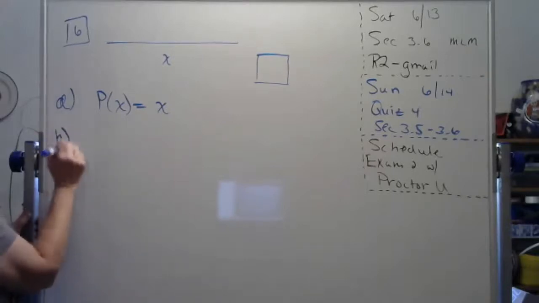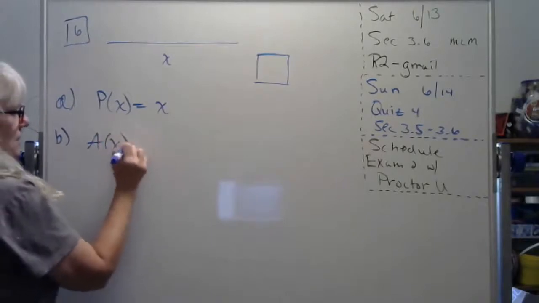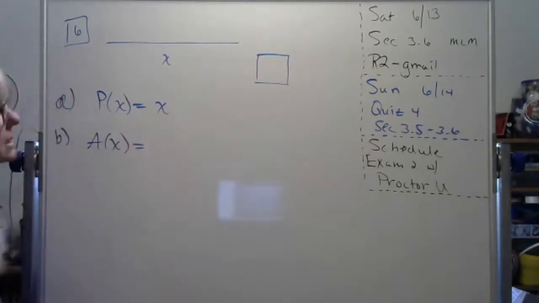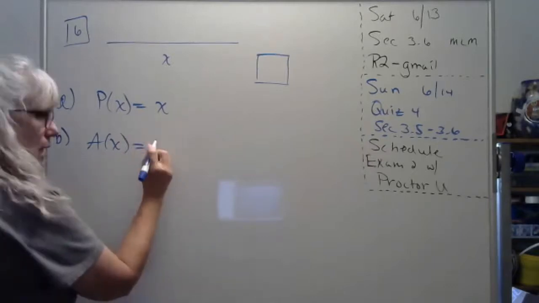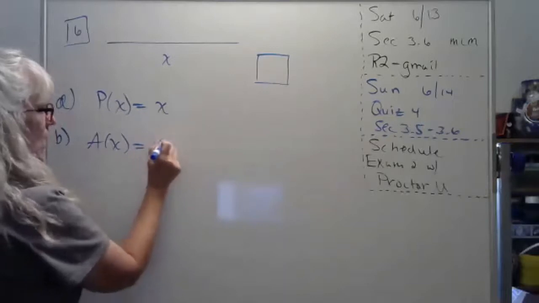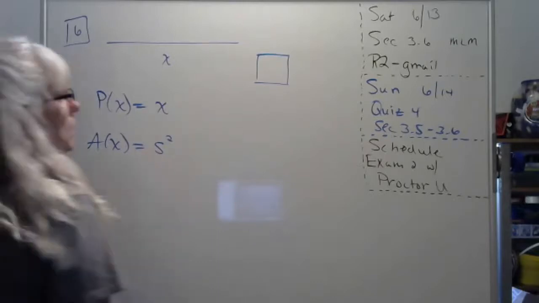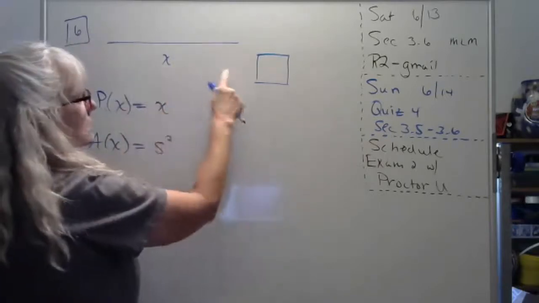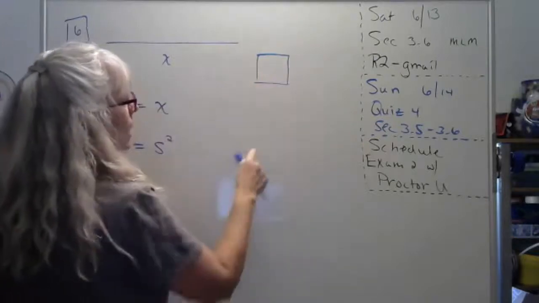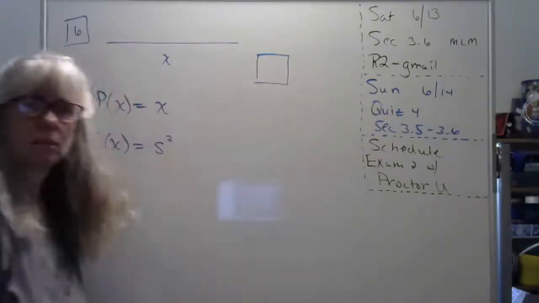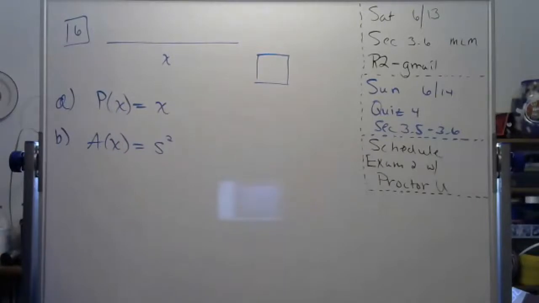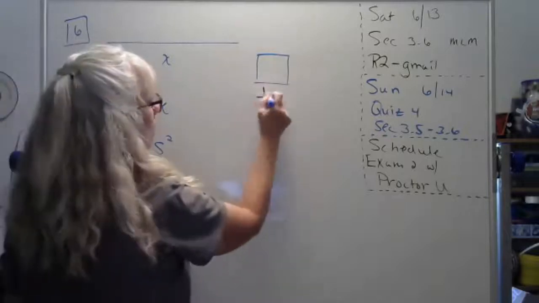Part B wants us to find the area as a function of X. So this is a little more challenging for us. Let's go find an area. Well, we know from our formulas that the area of a square is the length times the width, or the side squared, because they're the same on a square. Well, I need that to be in terms of X, so I have to stop and think about this. So if I took this X and made it into a square, how long is each side? 1/4 X? Yep, that'll work.